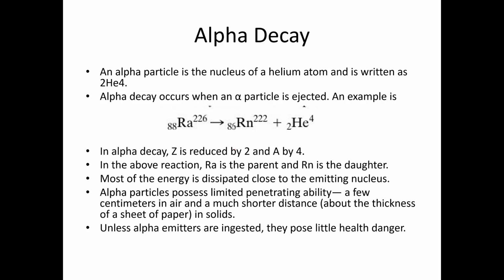In the above reaction, radium is the parent and radon is the daughter. Most of the energy is dissipated, in this case, close to the emitting nucleus. So alpha particles possess limited penetrating ability, a few centimeters in air, and a much shorter distance in solids, about the thickness of a sheet of paper. Unless alpha emitters are ingested, they pose little health danger.